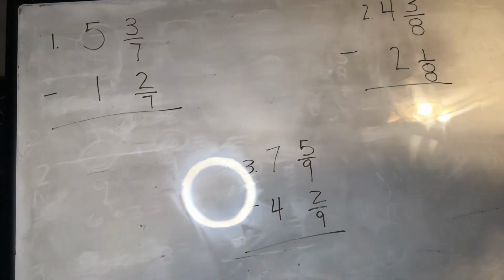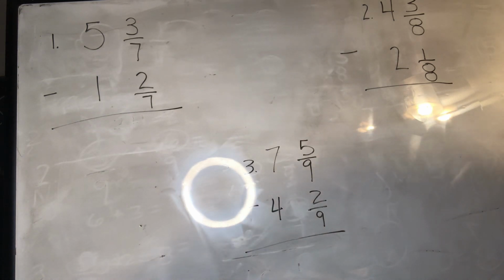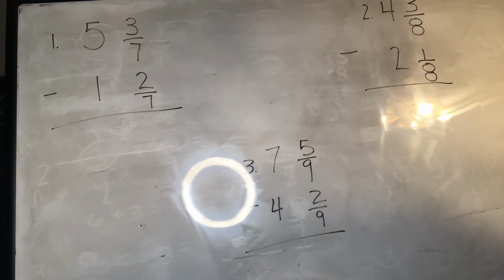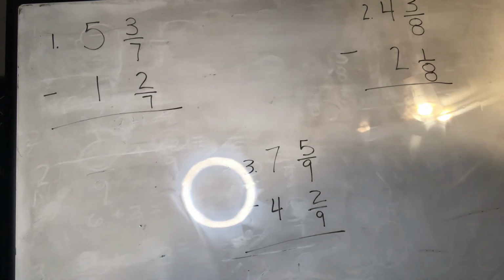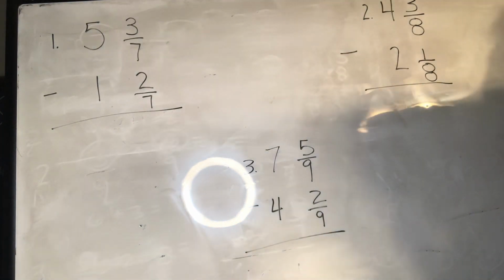Alright guys, so now we are going to work 3 subtracting of mixed numbers. And our first problem is 5 and 3 over 7 take away 1 and 2 over 7. Our second problem will be 4 and 3 over 8 take away 2 and 1 over 8. And our third problem is going to be 7 and 5 over 9 take away 4 and 2 over 9. So let's start working with our first problem.